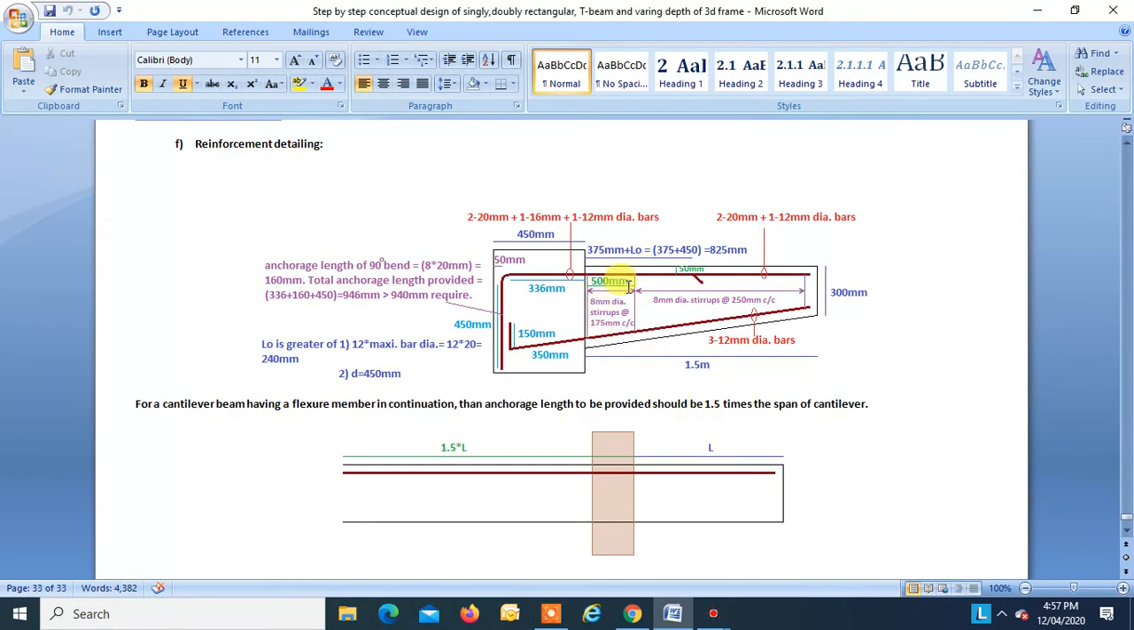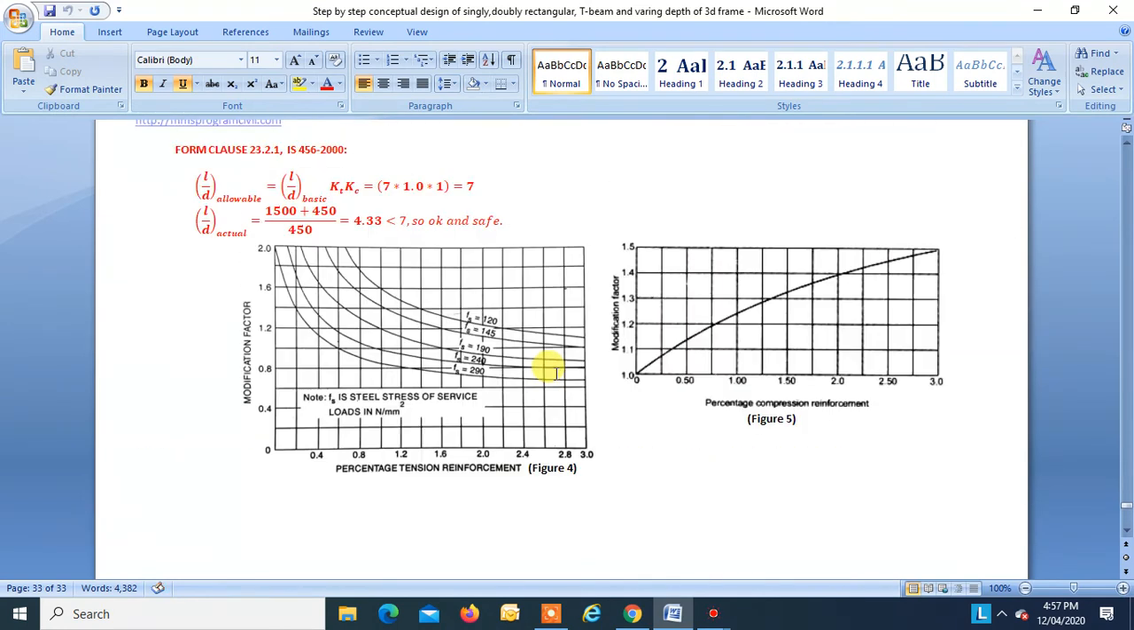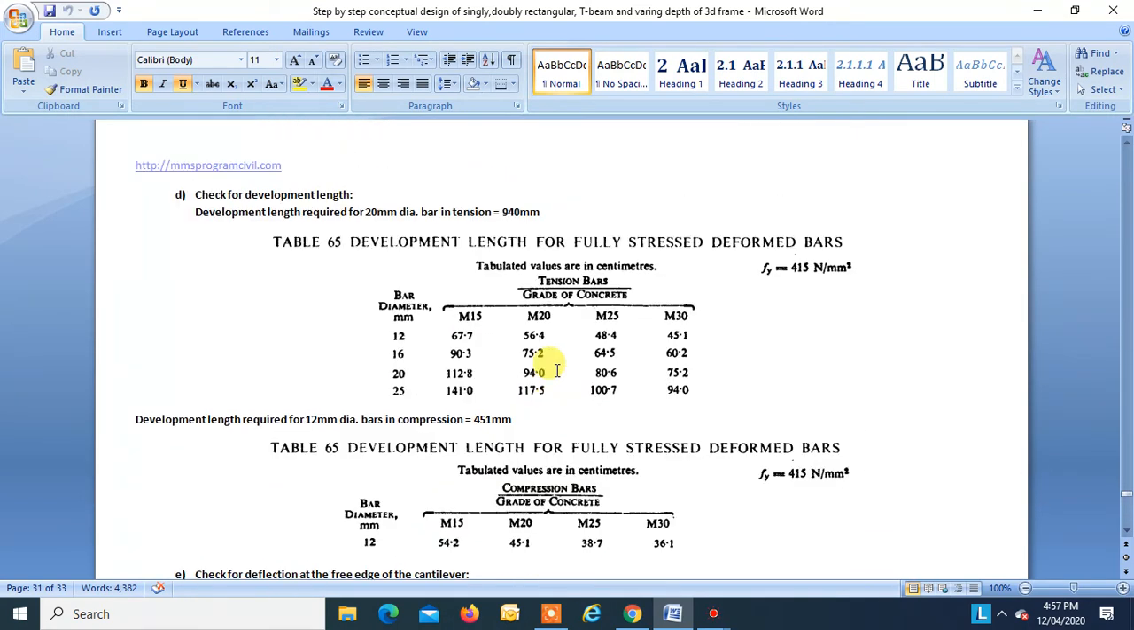Okay, so we will provide 8 mm dia stirrups at 175 mm center for a length of 500 mm, and then for the remaining we provide 8 mm dia stirrups at 250 mm. Okay, so this is how we design the stirrups, right? Now we come to the next very important point. Check for development length, okay. Development length required for 20 mm diameter in tension is 94 centimeters, so 940 mm, okay.